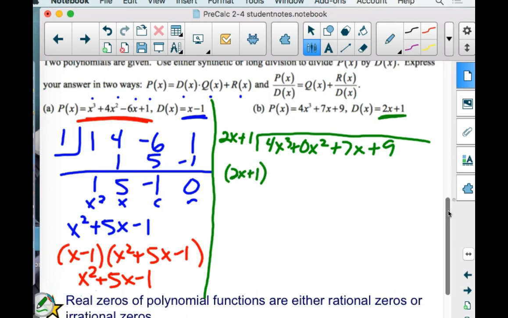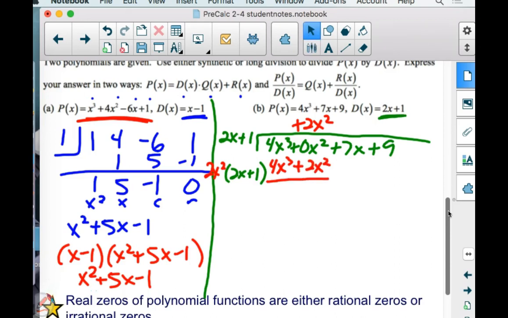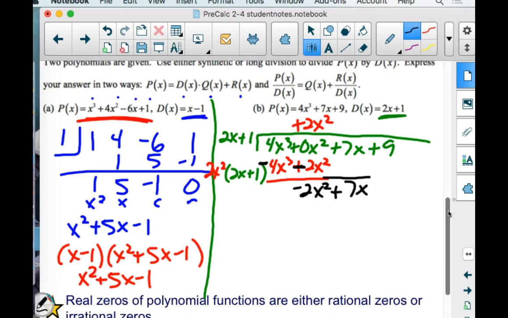And I only focus on the first term. So I think, how do I get 2x to be 4x cubed? I have to multiply that by 2x squared to do that. So I'll put my 2x squared up here. Now I actually do the distribution and say, all right, so I'm going to have 4x to the third plus 2x squared, but I have to change the signs and add. So 4x to the third will be gone, but I'll have negative 2x squared, and then I bring down that next term to try to keep going here.